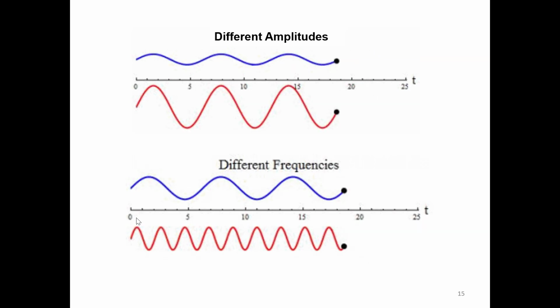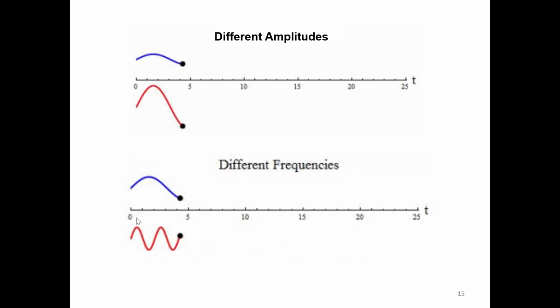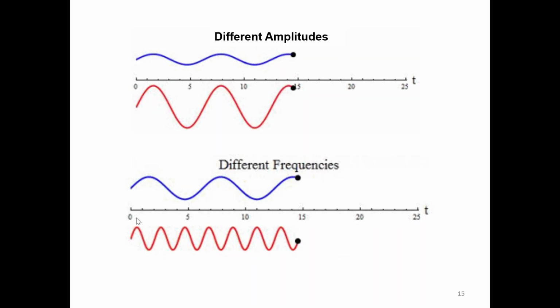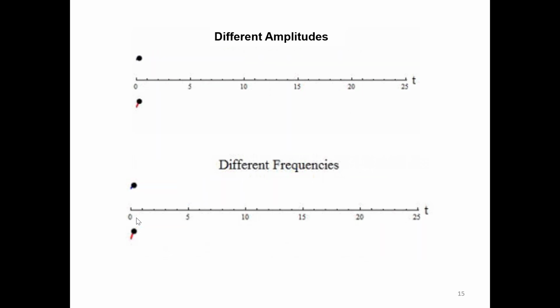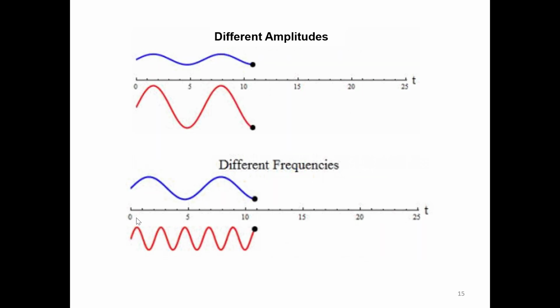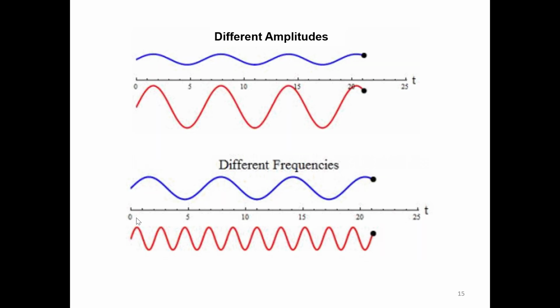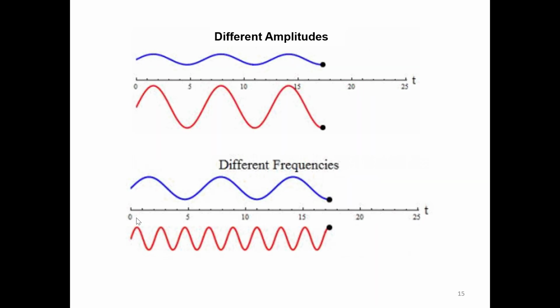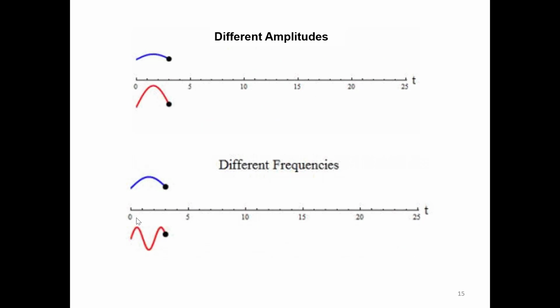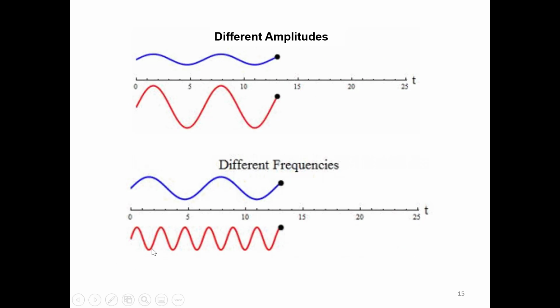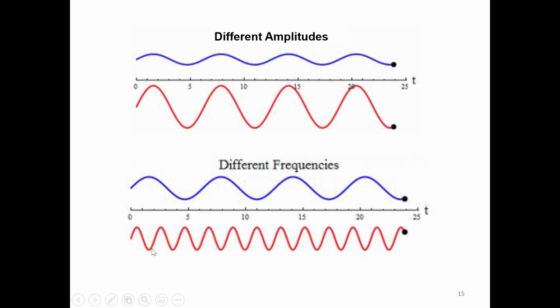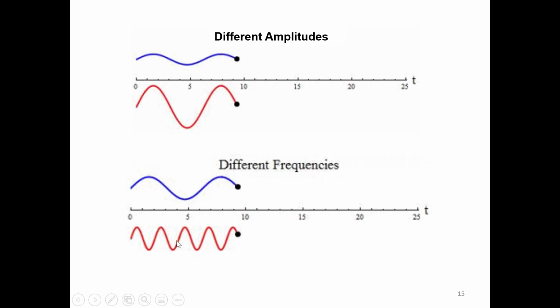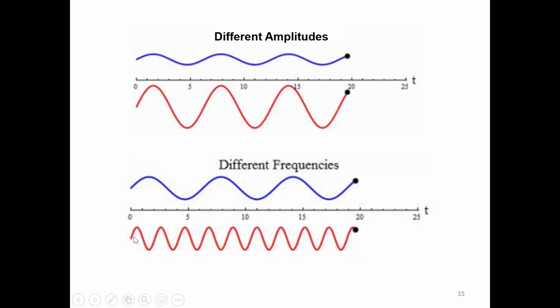If the frequency is different, then the period is different. Remember, the frequency equals the inverse of the period, or the period equals the inverse of the frequency. And if the period and the frequency of these two waves are different, the wavelength is different.